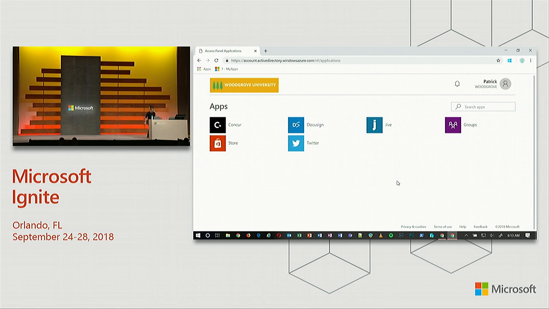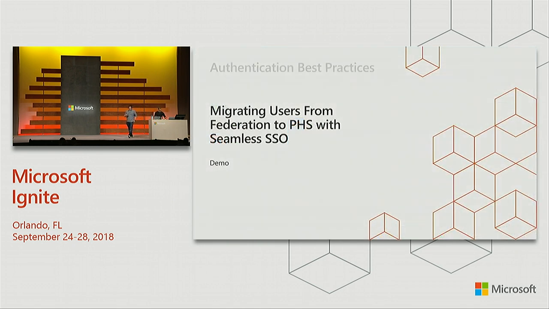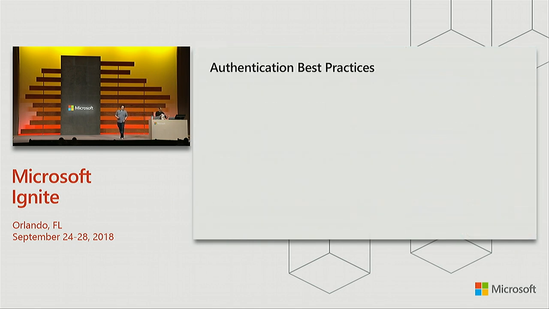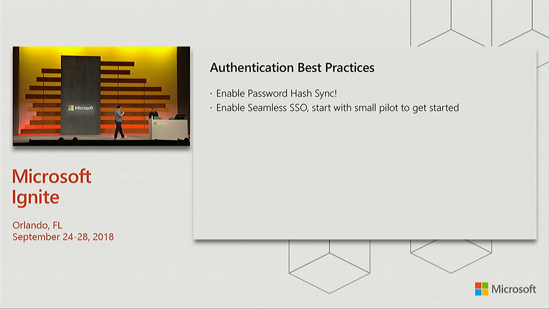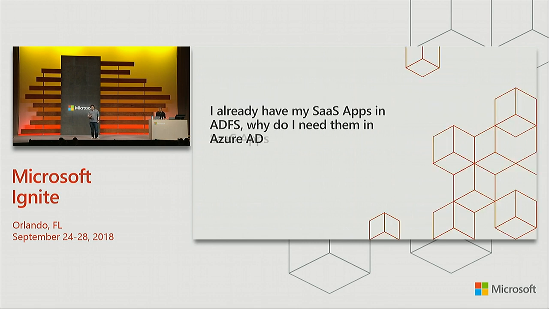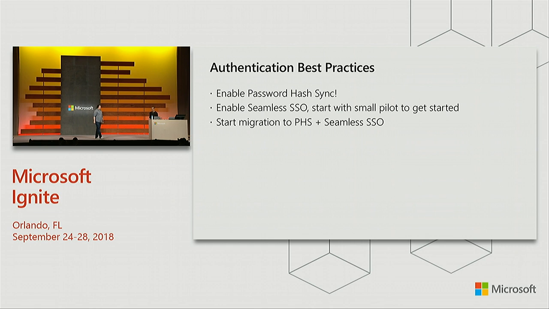Cool. One demo down. All right. So best practices, kind of a recap. First of all, turn on password hash sync. Start enabling seamless SSO and start this with a small pilot. Adam showed you how you can start moving users over. You don't have to do a whole domain at a time, but you can migrate away from ADFS or whatever your federation servers are. And then complete that migration. You can really get rid of ADFS. You don't really need to have it or any of your federation stuff.